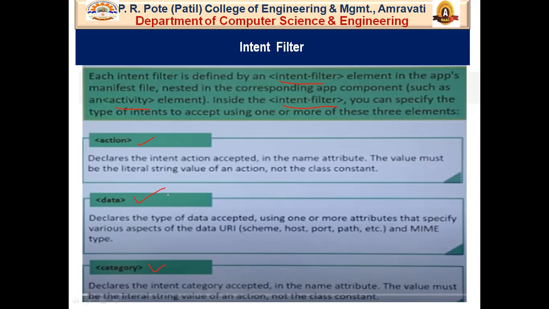So the first one is action. Action declares the intent action accepted, in the name attribute. The value must be the literal string value of an action, not the class constant.